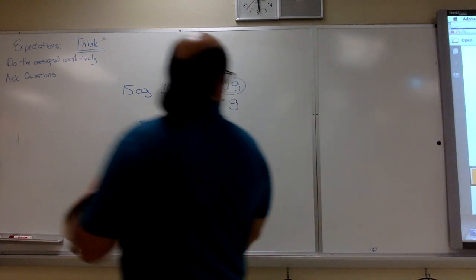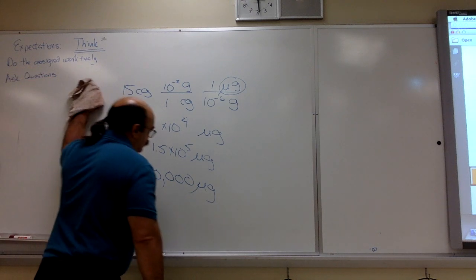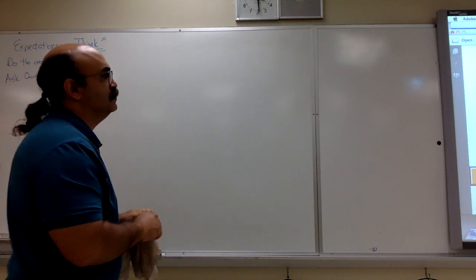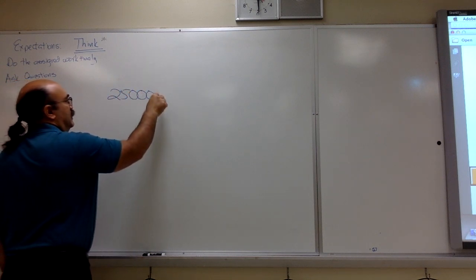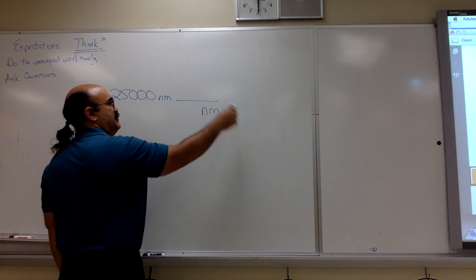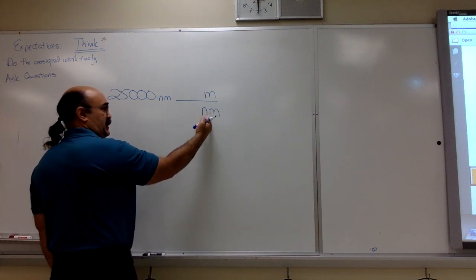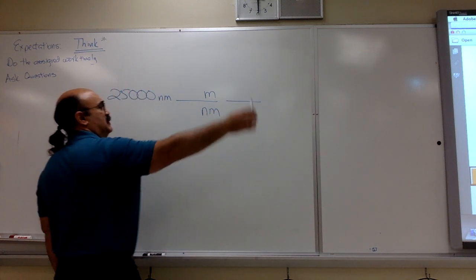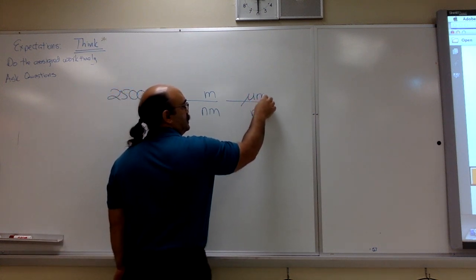Next problem is micrometers from nanometers. So, 2,500 nanometers. Nanometers is not my final answer. Nanometers goes in the denominator. My base unit then will go in the numerator. If my unit is on the denominator, this has to go on top. Meters is not my final unit, so therefore I put meters in the denominator, and I go to my final unit, which is micrometers.